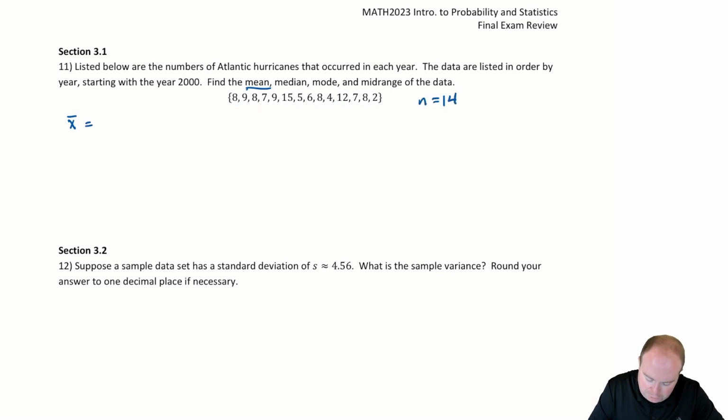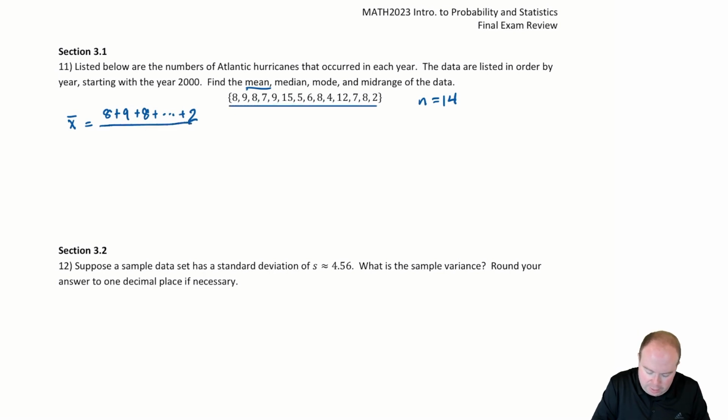So what we need to do is add up all these numbers. So 8 plus 9 plus 8 plus, and I'm just going to do dots, and we've done this several times already through the semester. If we add up all of those numbers and divide that by 14, that will give you your mean. And here, x-bar is going to be 7.7. So the mean number of hurricanes each year is 7.7.